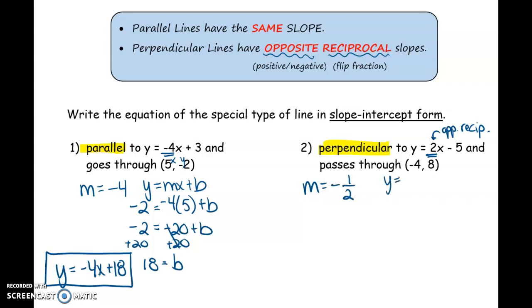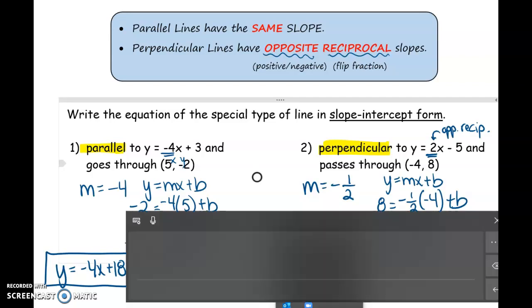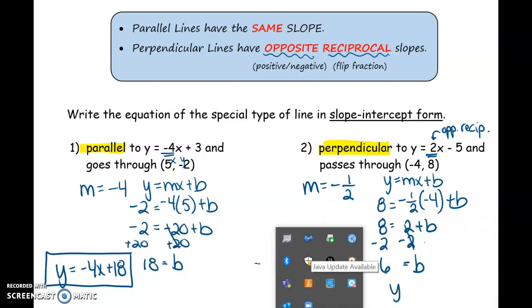And again, when we go to slope-intercept form, we're going to do the same thing now that we've done a bunch of times. Our slope is -1/2, right? Our x value is -4, right? Our y value is 8. We're going to solve that 8 is equal to -1/2 times -4, which is +2, plus b. Subtract 2 from both sides. So b equals 6. And so my equation then, right, is y equals -1/2 x plus 6.